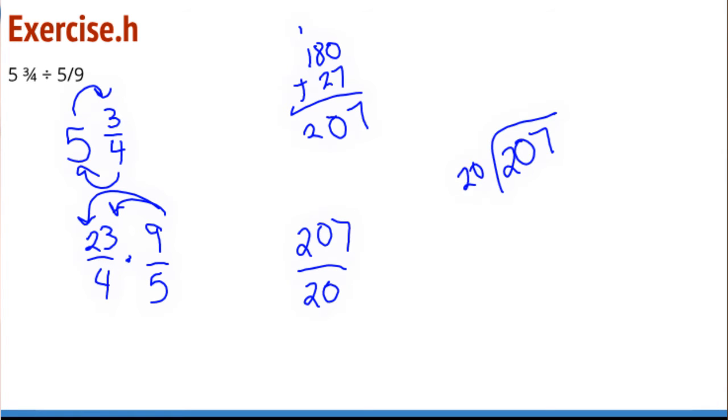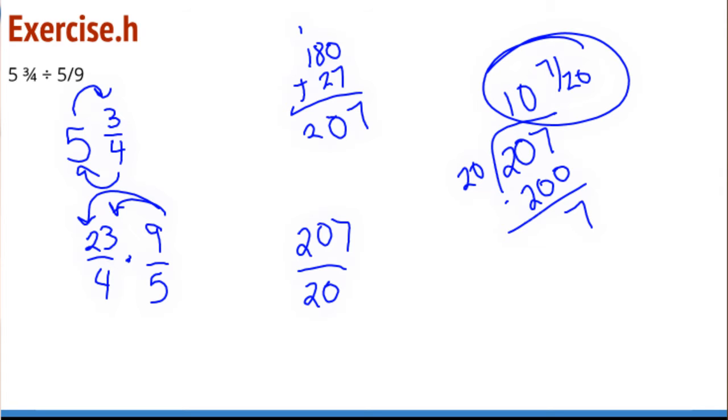207 divided by 20. Let's see, 10 times 20 gives me 200. 10 and 7/20. Once again, very grateful for strategies that don't always require models. I'm also glad that I understand why these strategies work.